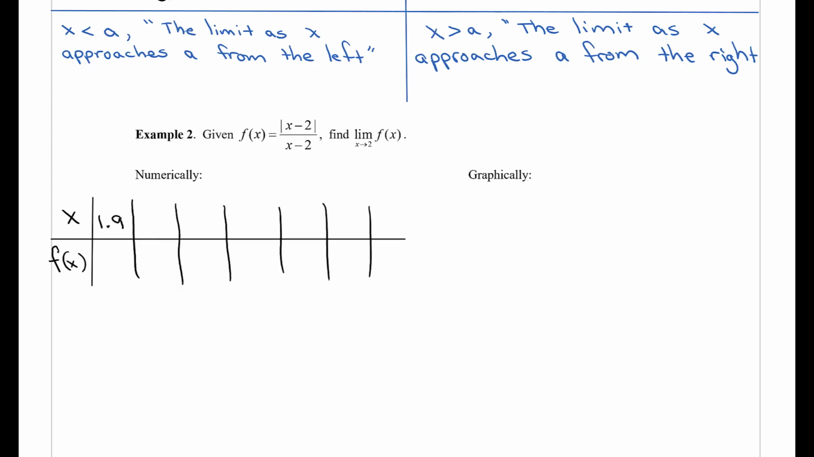Let's go ahead and write down these values. For the x values from left to right, it's going to be 1.9, 1.99, 1.999, 2, 2.001, 2.01, and then 2.1. For our f of x values, f of 1.9 is going to be equal to -1, f of 1.99 is -1, and f of 1.999 is -1.